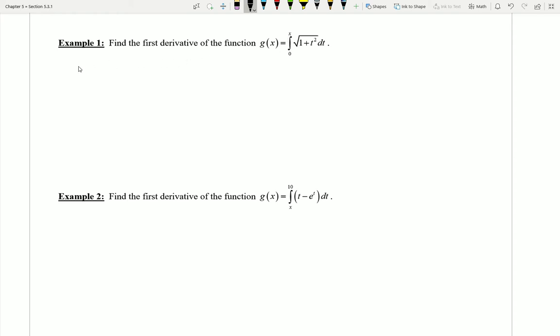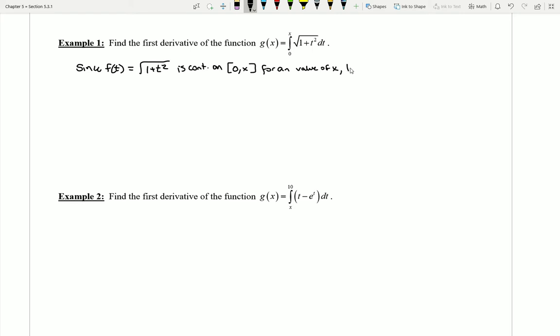So I'll say here that since my f of t in this case is the square root of 1 plus t squared, is that a continuous function? Well, there's nothing I can plug in to make the inside of the square root go negative, so yeah, this is definitely going to be continuous on the interval from 0 to x, really for any value of x. It doesn't really matter what the value of x is.